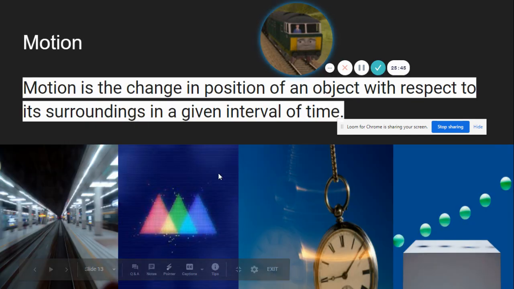Alright, so motion. Motion is a change in position of an object with respect to its surroundings in a given interval of time. You can see the time that is actually being taken, but you have to get things done. For example, I have to watch my time closely to get my things done, so it's better to use your time wisely.